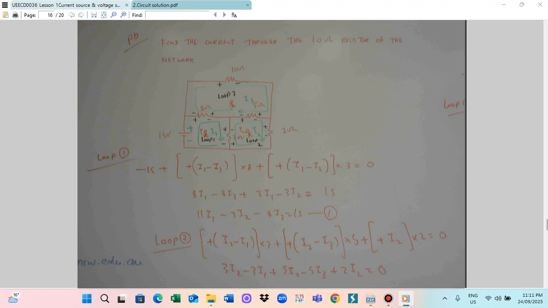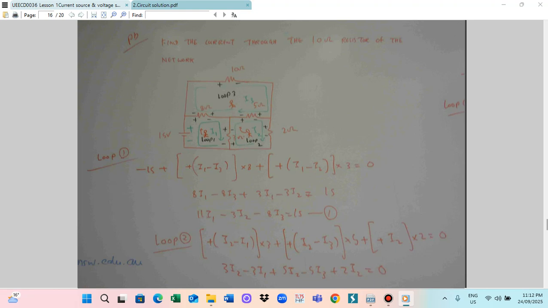When I1 flows, for this 8 ohm terminal, the flow-in point is positive and the flow-out point is negative. So we have to put the positive and negative sides. Follow this circuit, for example, you can put a name. So this is loop 1, this is loop 2, and this one is loop 3. Loop 1, loop 2, and loop 3.